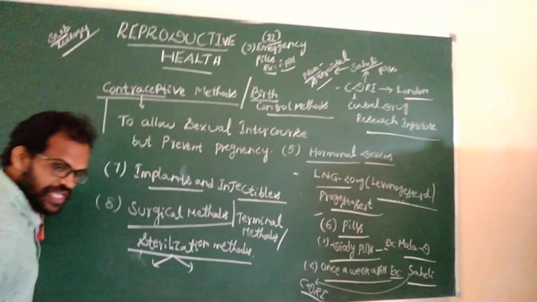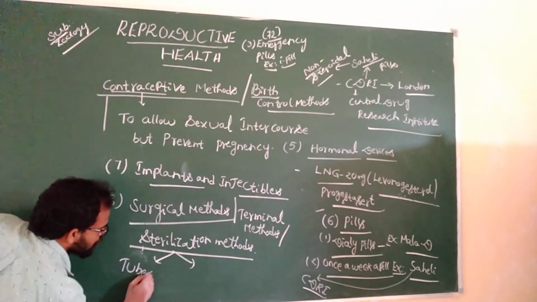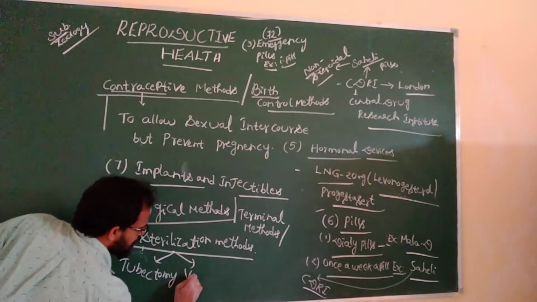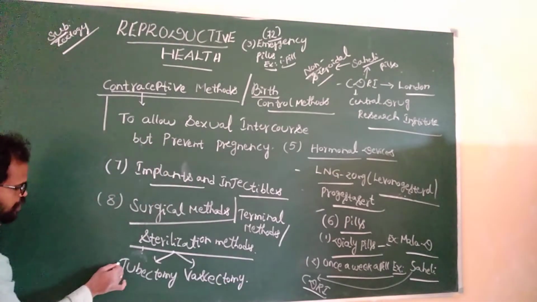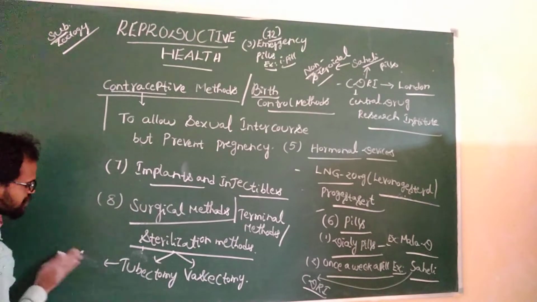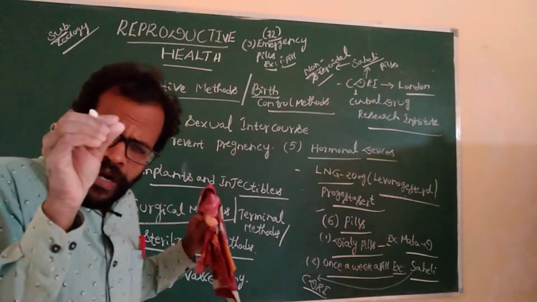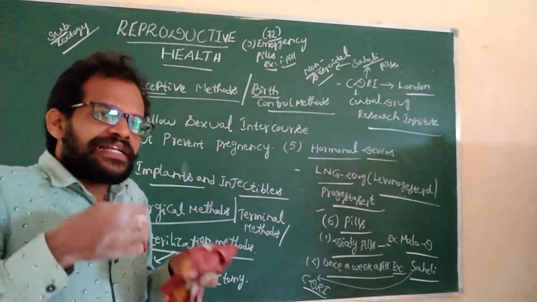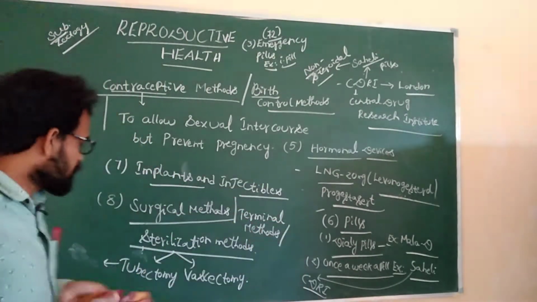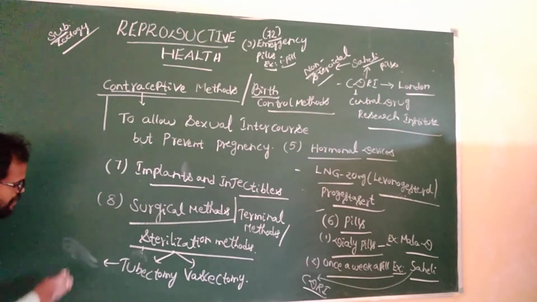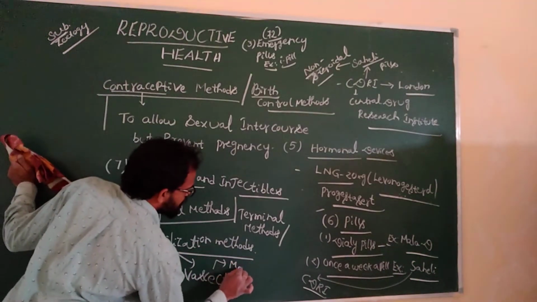What is the first one? That is tubectomy and vasectomy. Tubectomy is the surgical method in which the fallopian tubes are cut, and after that they are tied up tightly, so no sperms will pass through. Tubectomy is applied for the female, and vasectomy is applied for the male.